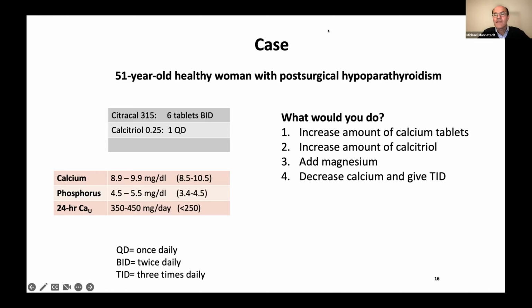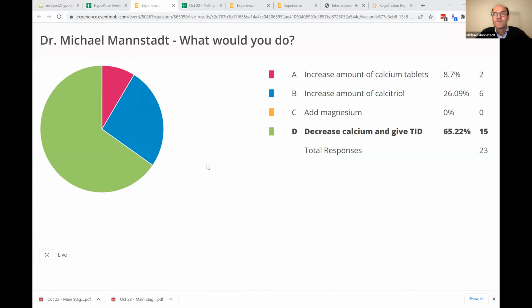So I would say we'll stop sharing, and if you can share the answers, excellent. Very nice. So you're absolutely right. I have to come up with more difficult questions. Decrease calcium and give it 3 times a day. That's exactly right. So if you stop sharing, then I'll go back.